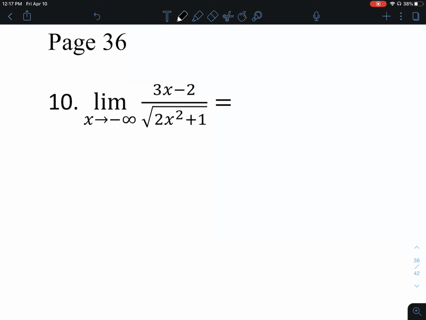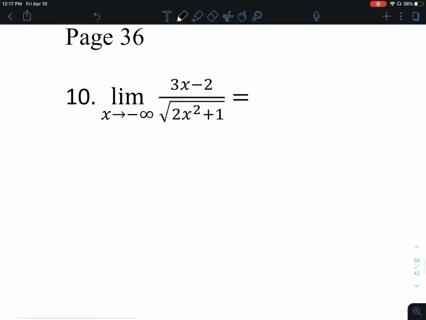But it's still not that simple. So let me write this down and we'll try to reason this out. If x is less than 0, and it clearly is because it's approaching negative infinity, then if you take the square root of x squared, what should you get for your answer? Should you get a positive number or a negative number? Well, you should get a negative number because it clearly says x is less than 0. So this is going to give us a negative value.